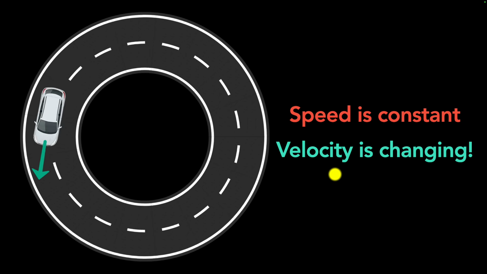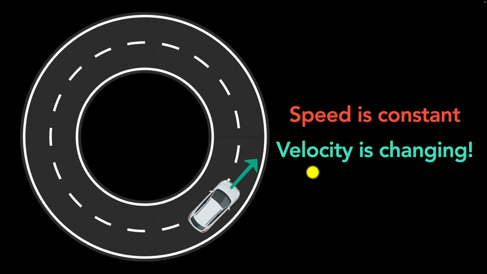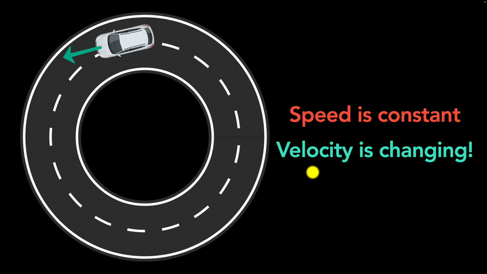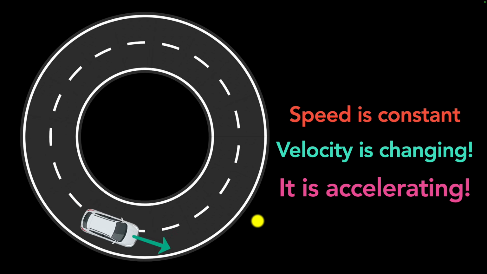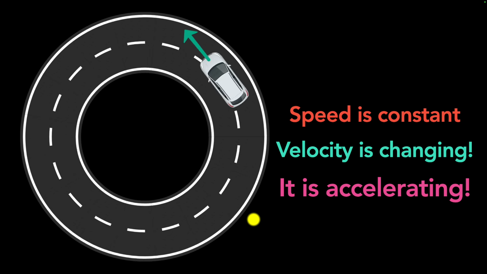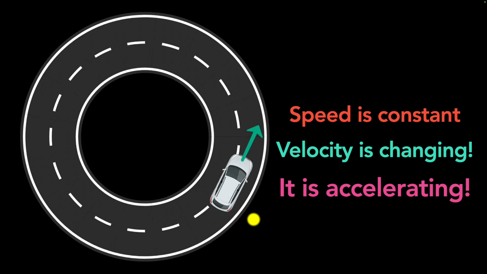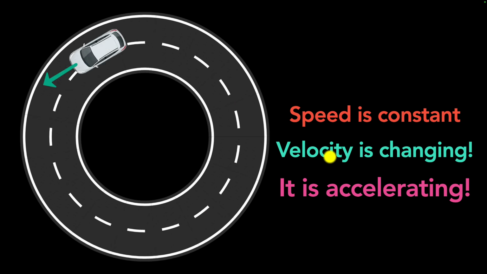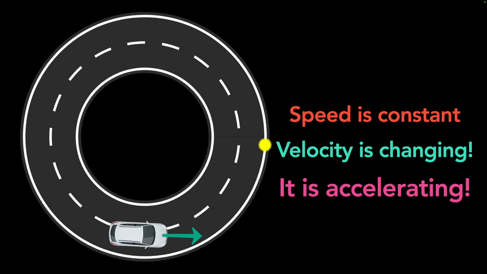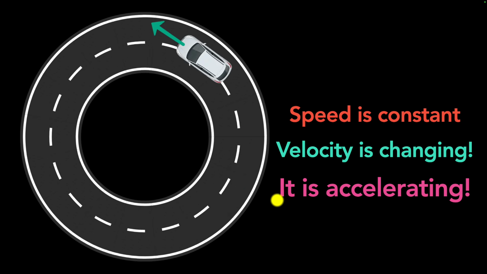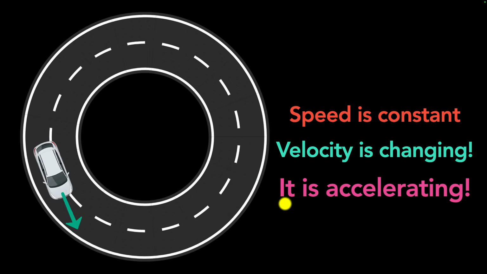Remember, acceleration is about changing velocity. If the velocity changes, there must be acceleration. So look, this car is accelerating. We won't worry too much about the direction of the acceleration over here, but what's important is that it's possible for the speed to be constant and the velocity to be changing if the direction is changing. So even if an object's direction is changing, it is accelerating.